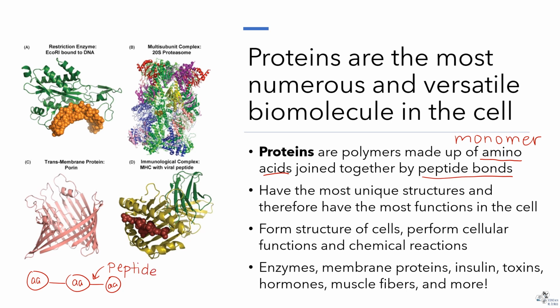Now, proteins have very specific structures that we're going to talk about in a little more detail in a second. But they form enzymes, they form proteins that make up our membranes, they form things like insulin, toxins, hormones, our muscle fibers. So not only do proteins make up the structure of our bodies, but they make up chemicals that actually function in our bodies too, meaning they play a role in our cells and in our bodies.